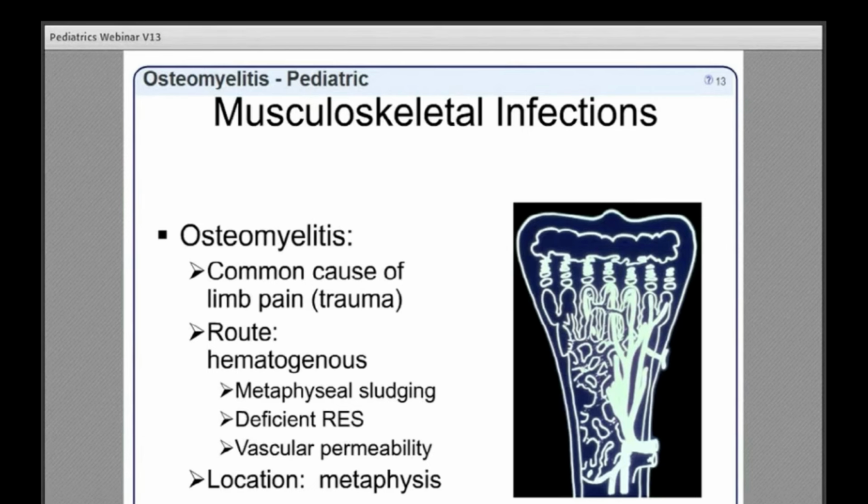And so in these regions they get metaphyseal sludging. Children have an incompetent immune system, and so they have a deficient reticuloendothelial system, so their ability to fight infection in this region is also diminished. And because of the endovascular loops, there is increased vascular permeability. So all these things are a setup for infection. And typically, this starts in the metaphysis of the long bones.